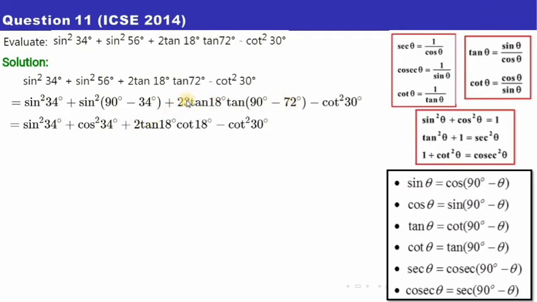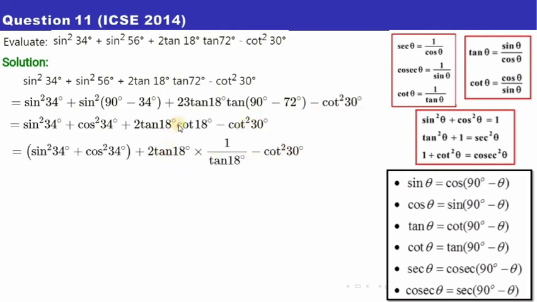is here, 3 is not there. Tan 18 degree is kept as it is, and tan 90 minus 18, that is tan 90 minus theta, is cot theta, so that's why this becomes cot theta. Theta is, as I said, it is 18 here, okay, minus cot square 30 degree.